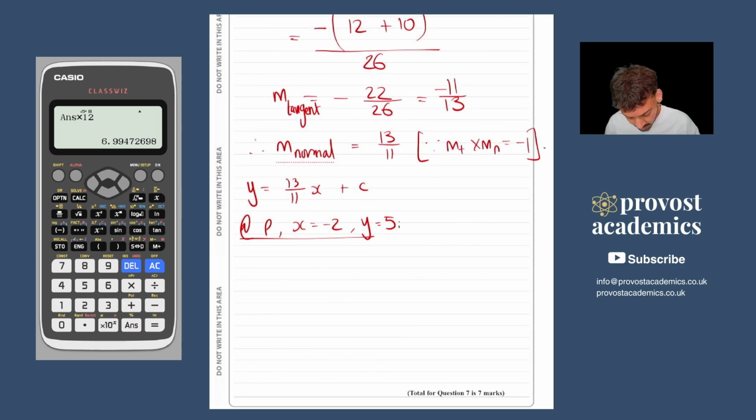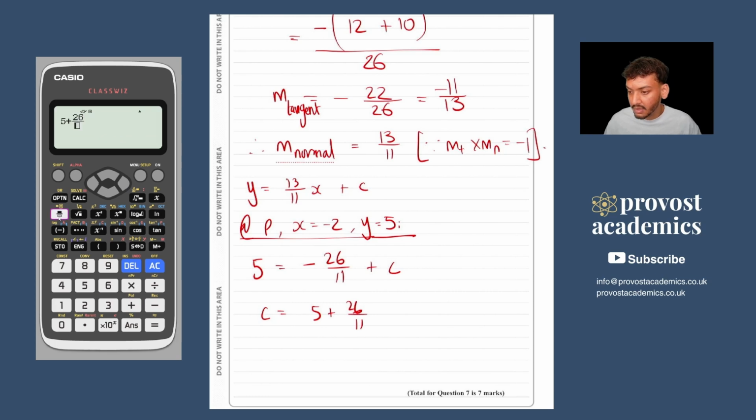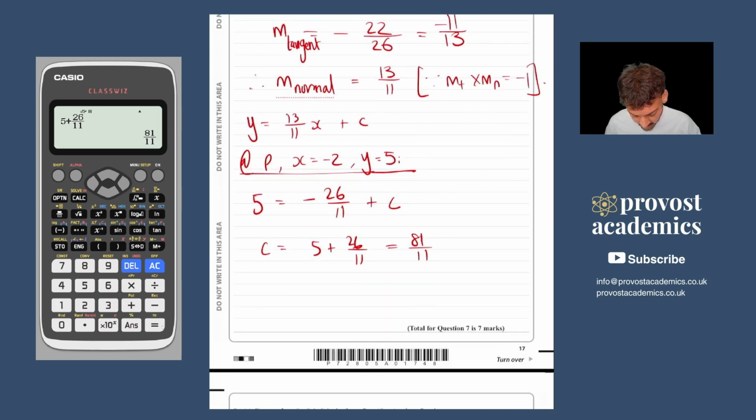Sorry, yeah. So I get 5 equals minus 26 over 11 plus c. So c must be equal to 5 plus 26 over 11. This I'll just put into my calculator, I'll be honest. 81 over 11. So that's 81 over 11. Therefore, y equals 13 over 11x plus 81 over 11.